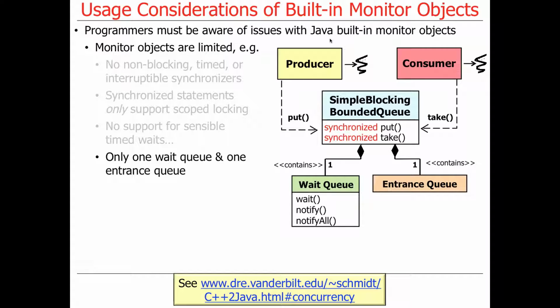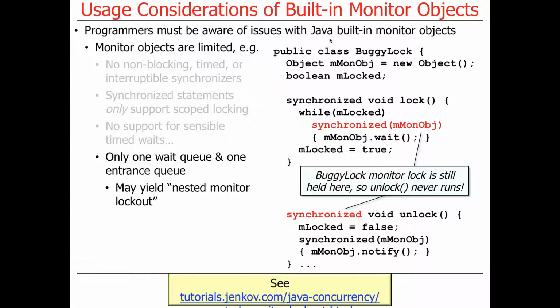There's also only one wait queue and one entrance queue, and that turns out to be problematic in a variety of ways. It's most commonly problematic for the wait queue part, but it's also going to be problematic for the entrance queue. Because of this, you could often end up with something that's called nested monitor lockout. And here's one of the situations where this occurs. Check this out. This is undoubtedly something that you will run across in your implementation if you're not really careful of assignment 2B.